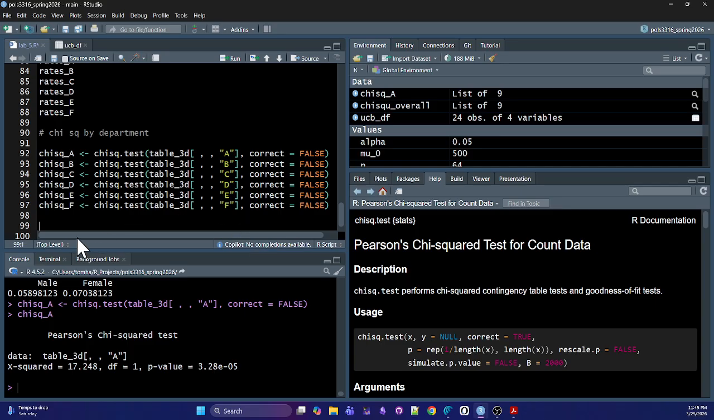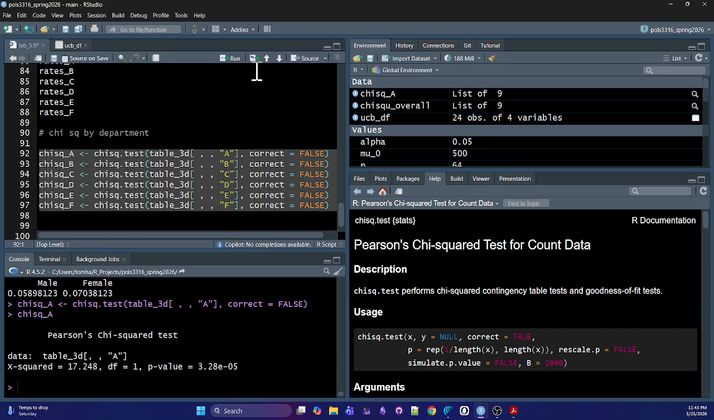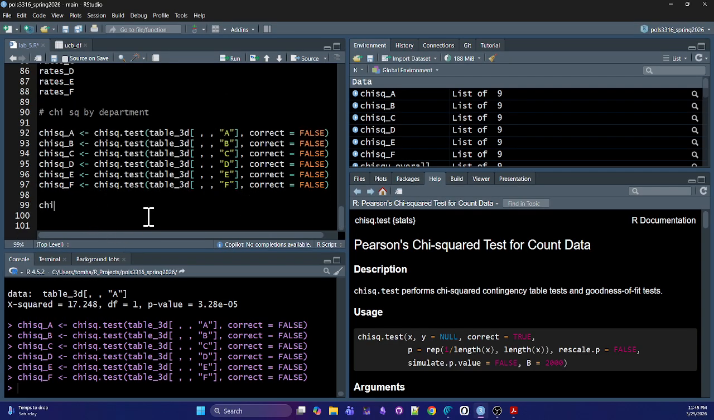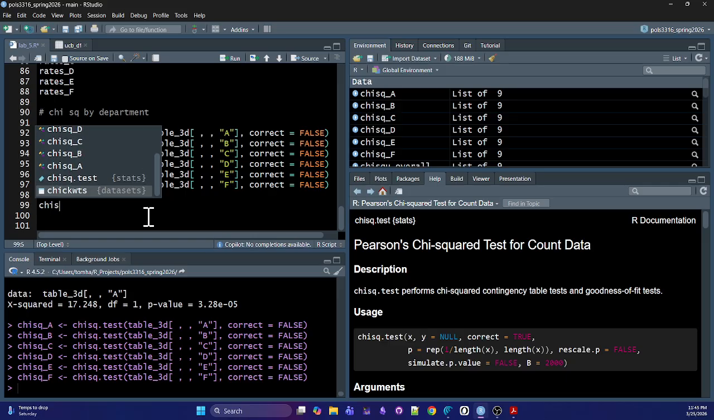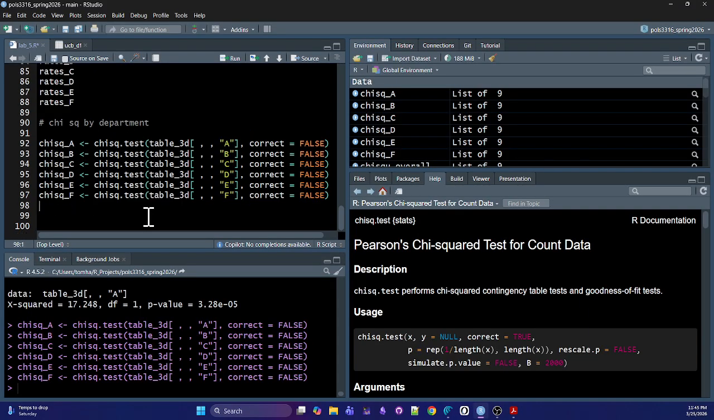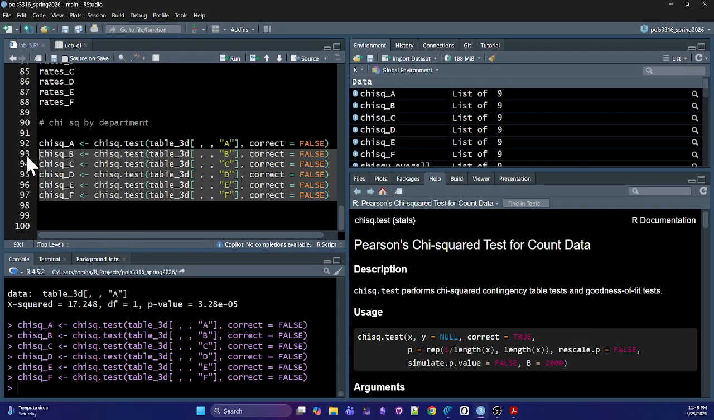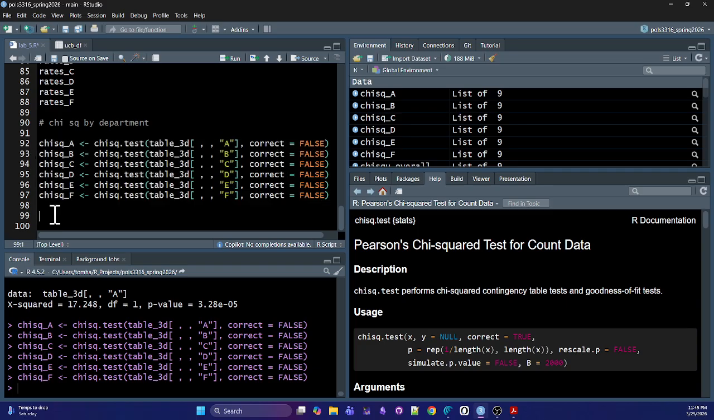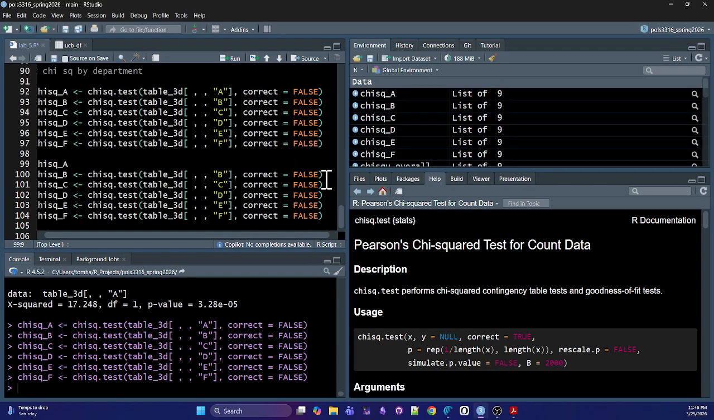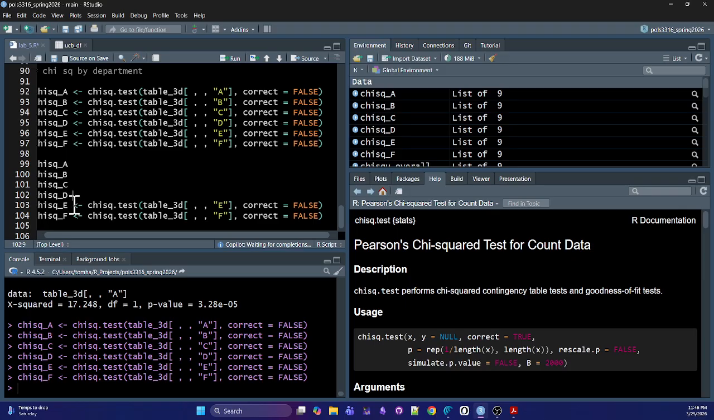Okay, so I've got all 6 of them. I can run them. So this is going to give me by department what are the chi-square results. And so now I can do chi-square A. Let's see. I'm going to take a shortcut here. I'm going to copy this down here, and I'm going to delete all of this just as a quick way to get just that. A little bit quicker way.